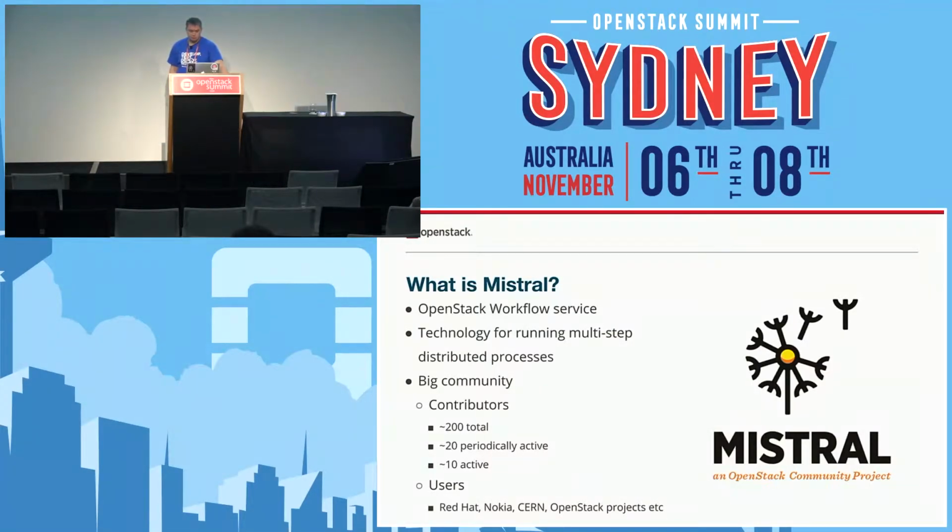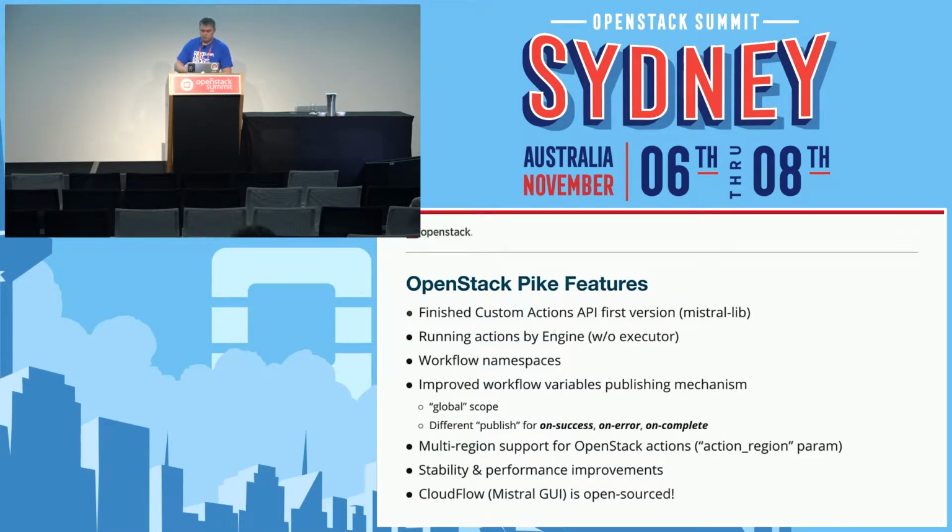So just in case you don't know what Mistral is, very briefly, Mistral is a workflow service. It allows you to build and manage distributed processes within the cloud environment or any other distributed environment. It has right now a pretty big community, a lot of contributors, a lot of users. So I'm going to cover some features that we added during Pike cycle, some achievements that we made.